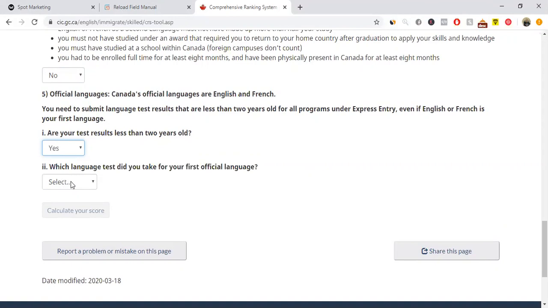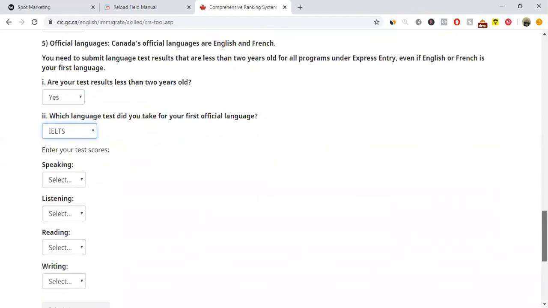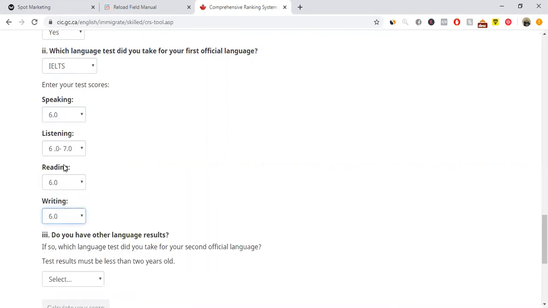Which language test did you take for your first official language? That's the IELTS English. So they have English and they also have French. So even though you can speak French, it's also a plus for you. You can go and write the exam for French and make your findings for that. But here we are talking about IELTS. So enter your score. Now we're going to use a score of 6. So let's say speaking 6, listening 6, reading 6, writing 6. So we're going to be using this score to look at what we have.